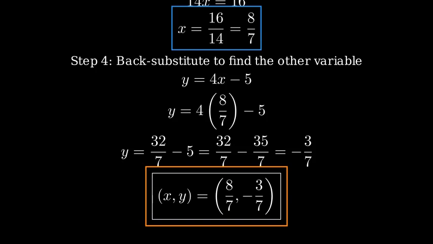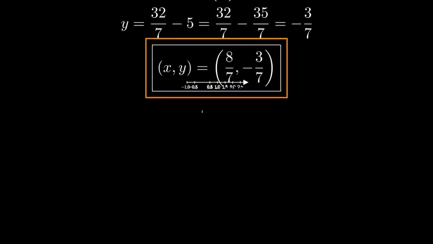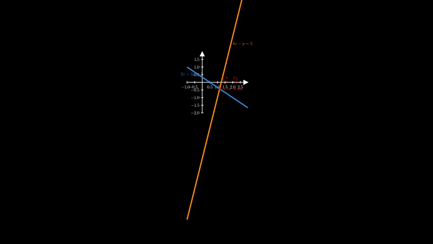Let's verify this solution graphically. Here are the two lines from our system: 4x minus y equals 5 in orange, and 2x plus 3y equals 1 in blue. As we can see, they intersect at the point (8/7, negative 3/7), which is approximately (1.14, negative 0.43) in decimal form.